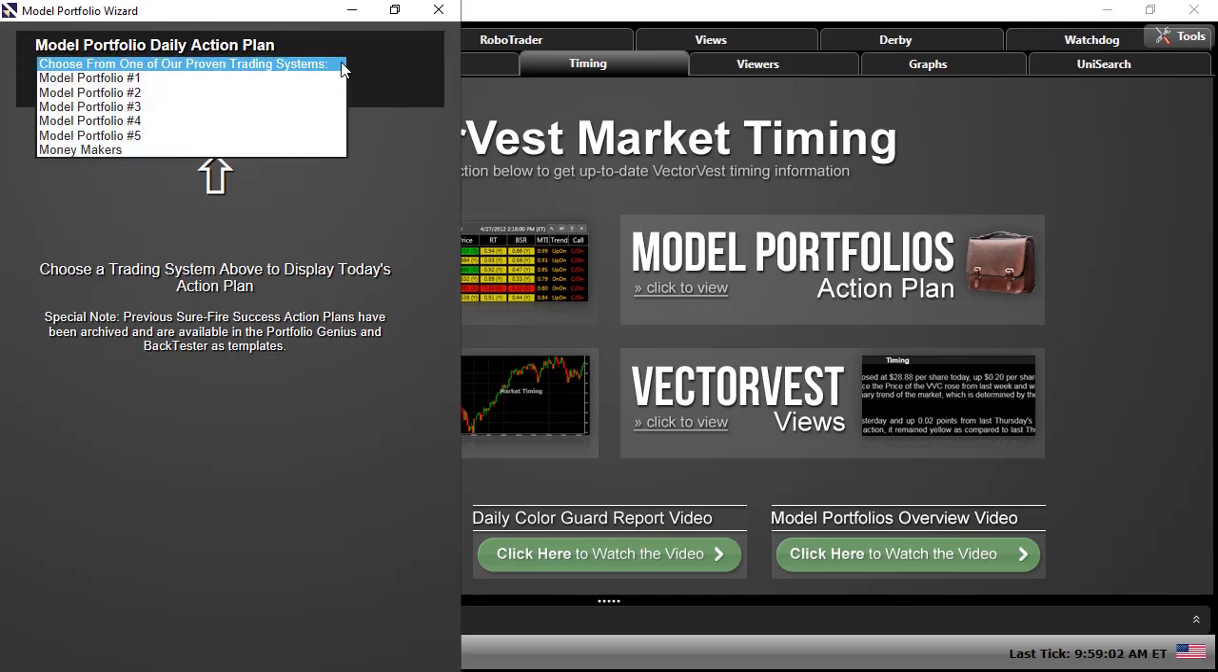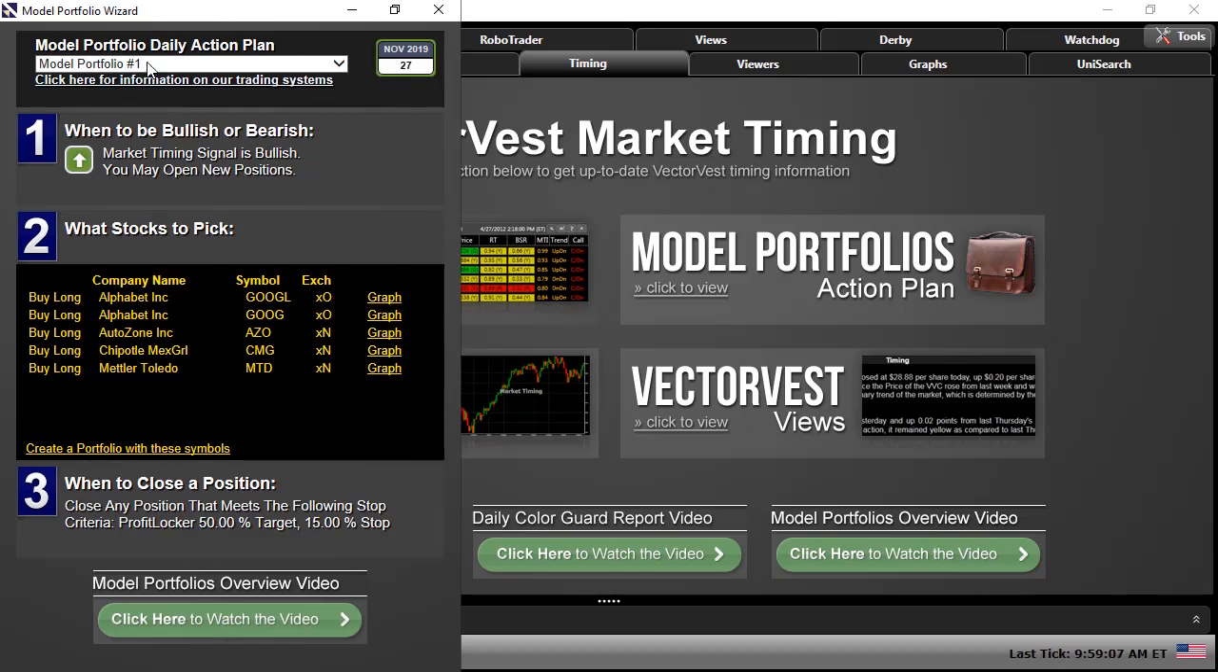In the wizard, I simply identify which of the portfolios I've decided to track, for instance, model portfolio number 1, and now the daily execution of this trading plan is as easy as 1, 2, 3. When to buy, what to buy, and when to sell. This information, of course, is driven by the trading system running in the background. The trading system's market timing system is telling us that it's okay to open new positions, and here are the top stocks that were returned by the search identified in the trading system. You simply buy the top stocks that you don't already own.